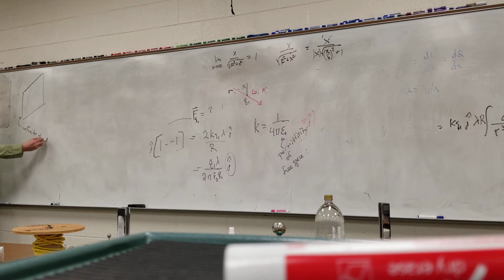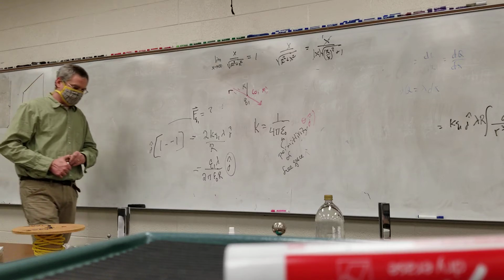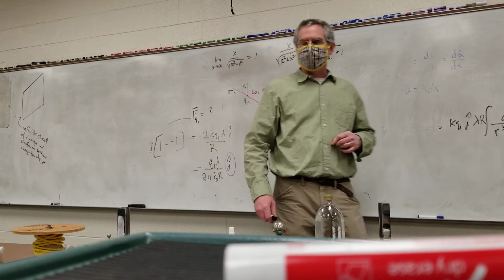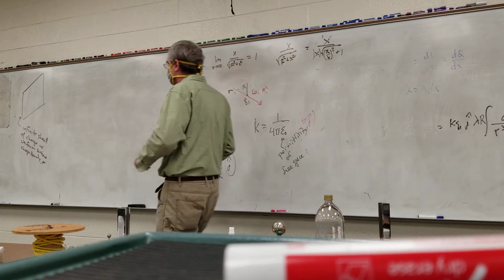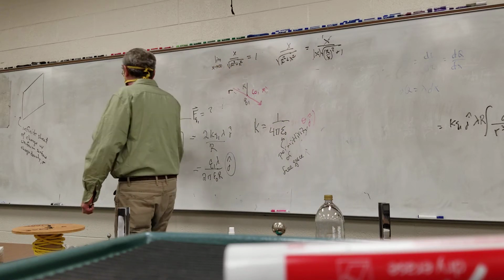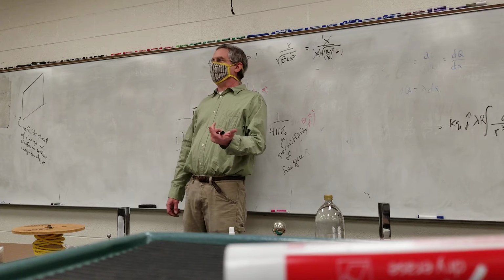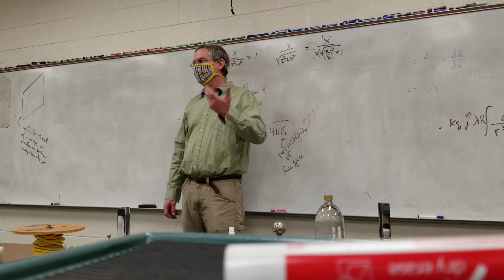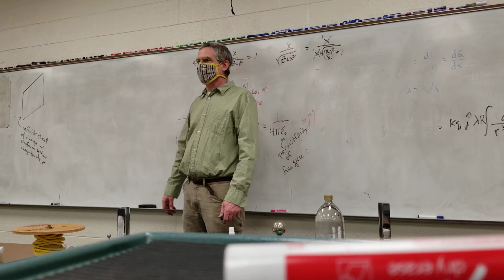Infinite sheet of charge with uniform surface charge density, sigma. Some textbooks will use eta. But if they go through the clever, a line starts with the letter L. Lambda starts with the letter L. Let's use lambda. Surface starts with S. Sigma starts with S. Let's go with sigma.